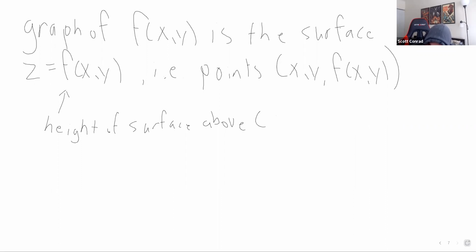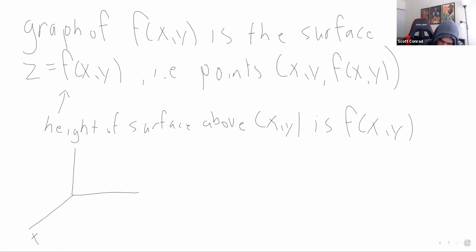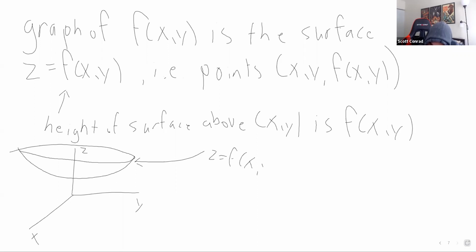So the height of your surface above the point x, y in the x, y plane is given by the function at that point, f of x, y. So the graph of a function of two variables is going to be a surface, z equals f of x, y.